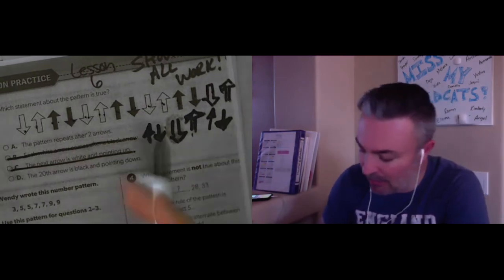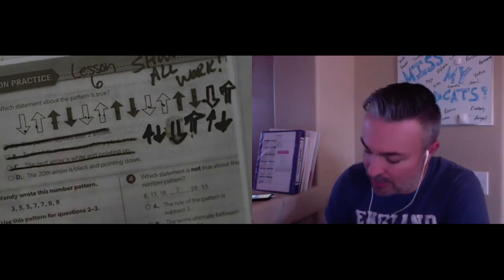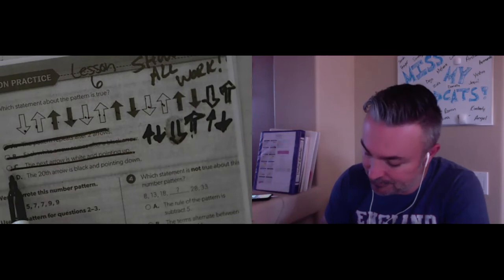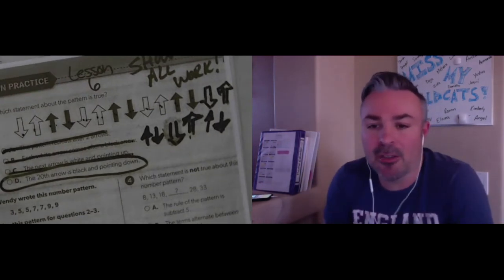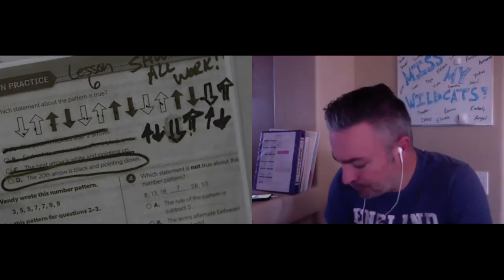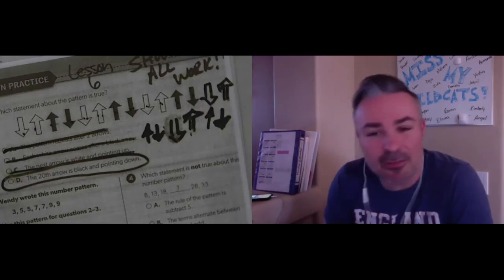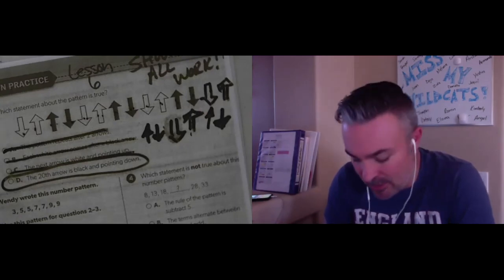This is a tricky one. I'm going to go with the 20th arrow is black and pointing down. Now, I'm not saying I'm right. I could very well be wrong. But the question becomes, there's a lot of things we don't understand about this, right? There's a lot of variables.